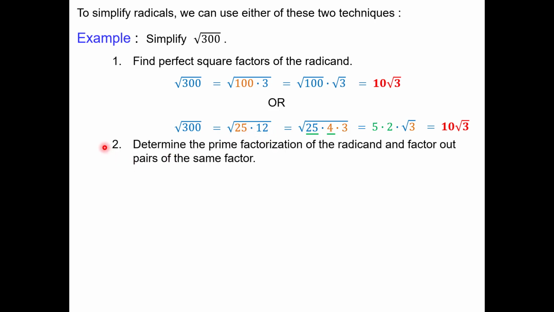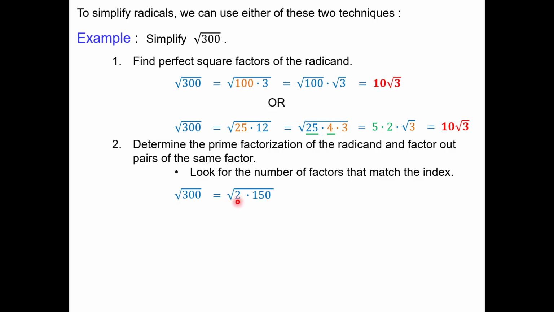So then, part 2 here, step 2. Determine the prime factorization of the radicand and factor out pairs of the same factor. This is for square roots. We are specifically talking about square roots, so we are looking for 2 of things, okay, pairs. And so in this case, here's another breakdown for 300. So I'm just showing you different options here because it just depends on what you would have naturally came up with. So maybe you said 300 is 2 times 150.